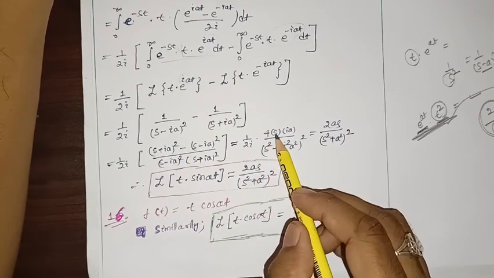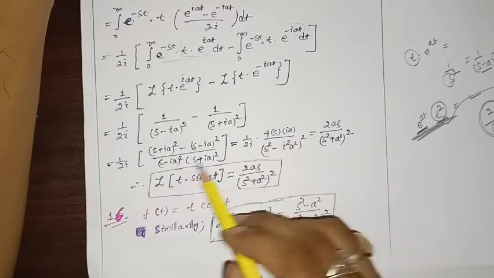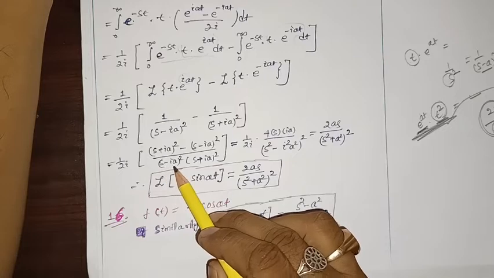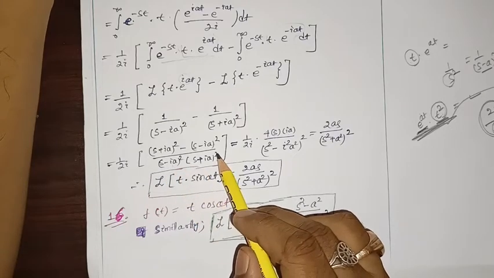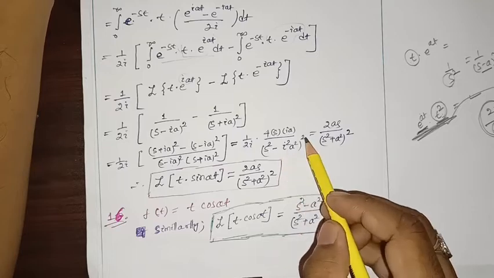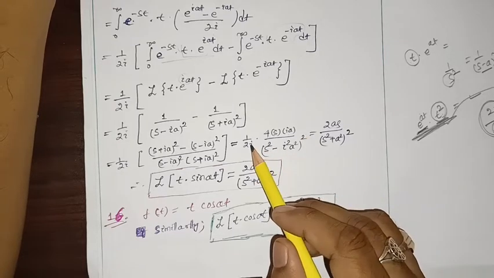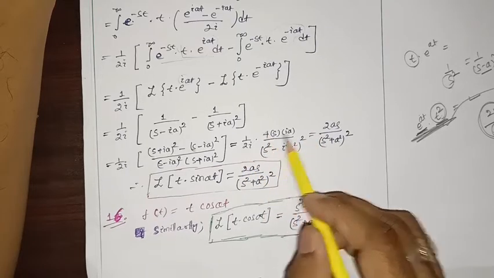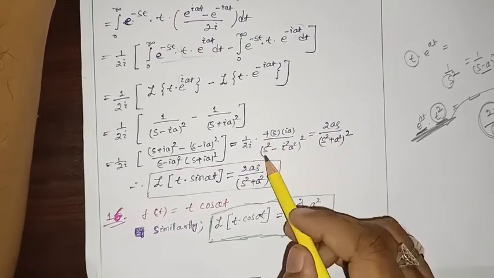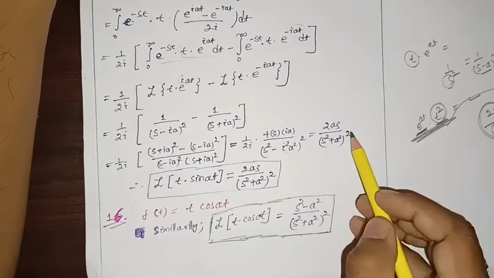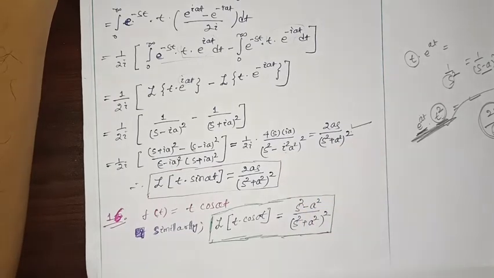In the numerator we get 4s into ia, divided by, here a minus b whole square into a plus b whole square is a square minus b square whole square, that we know. So here you can see the i gets cancelled and the 2 cancels out, and we get 2as divided by s square plus a square whole square, since i square value is minus 1, right?